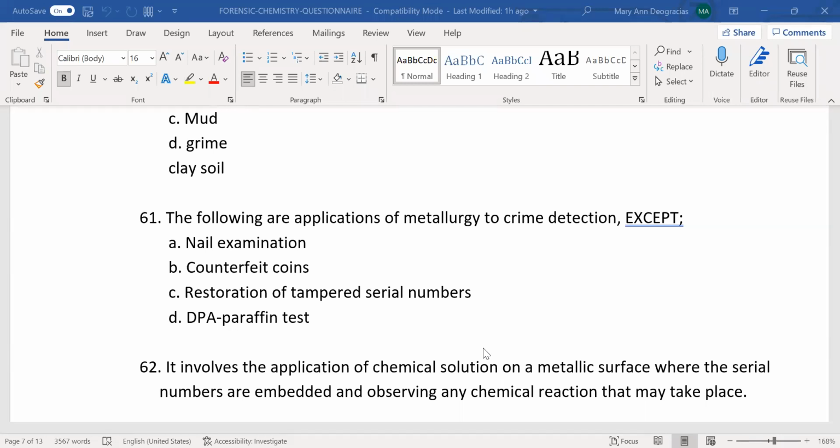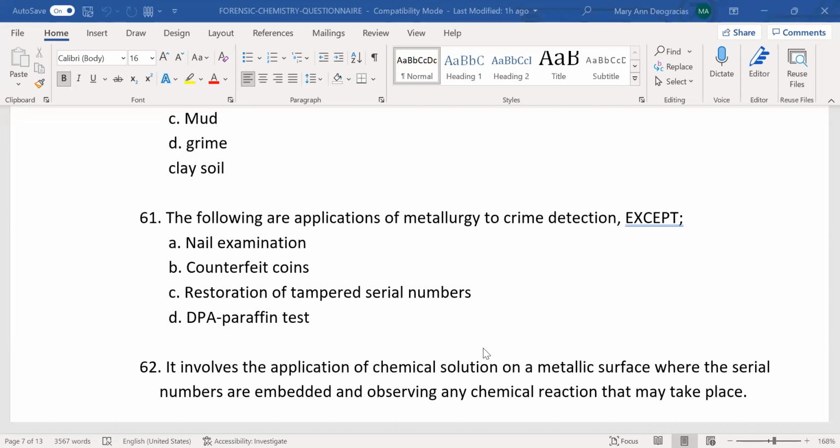Ano tong nail examination? Nail examination is the direct examination for the presence of metals or metallic fragments on the fingernails of a victim, especially in poisoning cases. Okay? Yung nail examination, hindi yung pako yan ha. It's the fingernails examination yan. So determination of the presence of metallic fragments, especially in poisoning cases. So kasama yan sa application ng metallurgy. So the answer is D, syempre.